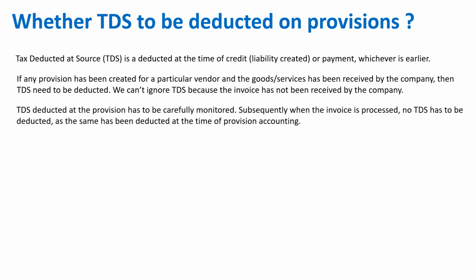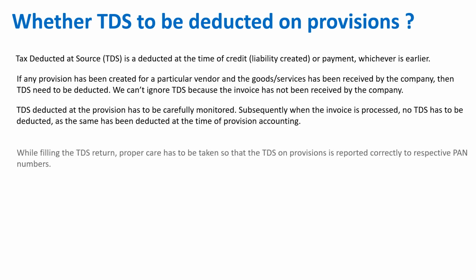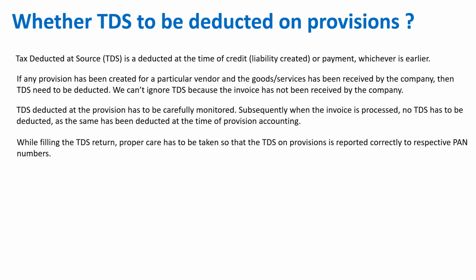TDS deducted at the provision has to be carefully monitored. Subsequently, when the invoice is processed, no TDS has to be deducted, as the same has been deducted at the time of provision accounting. Because if you deduct at the time of invoice processing, again it will become duplicate. Again, you have to revise your return, ask the department to refund back the money, which is a very tedious job. So ensure that whenever you are deducting TDS on provision, you have a proper control mechanism so that there is no duplication in TDS deduction. While filing the TDS return, proper care has to be taken so that the TDS on provisions is reported correctly with the respective PAN numbers.